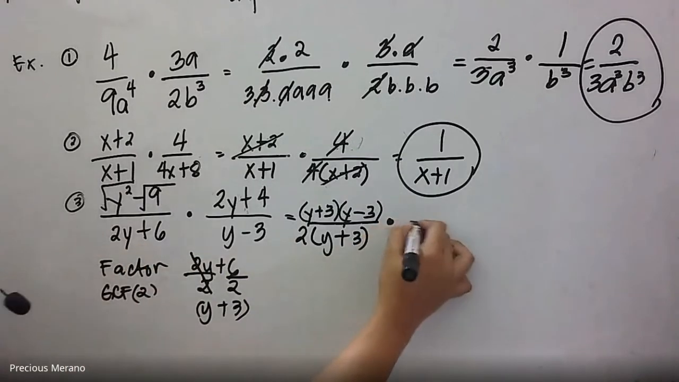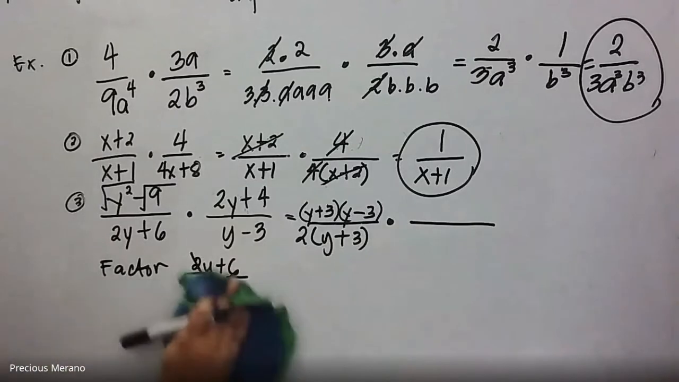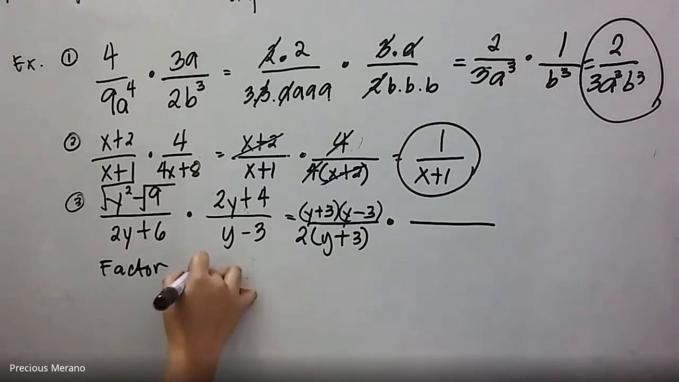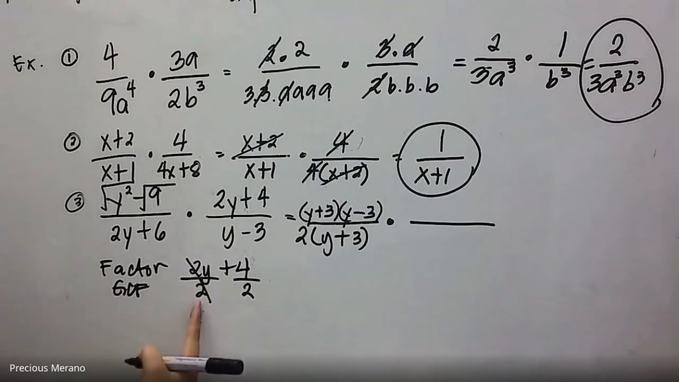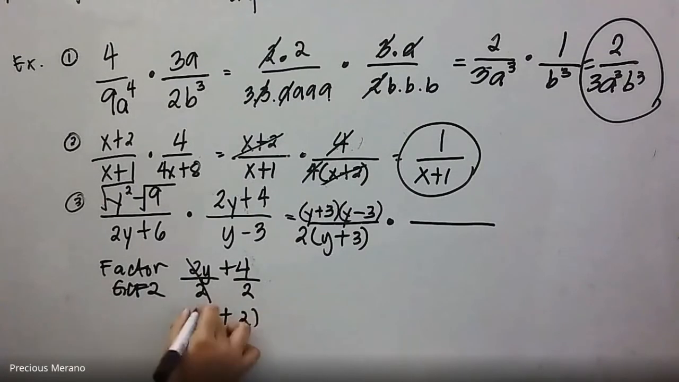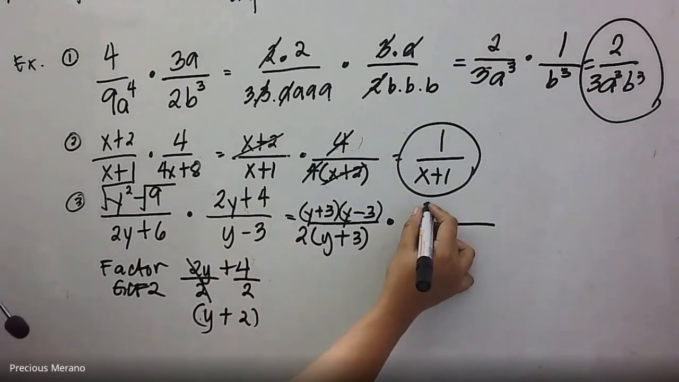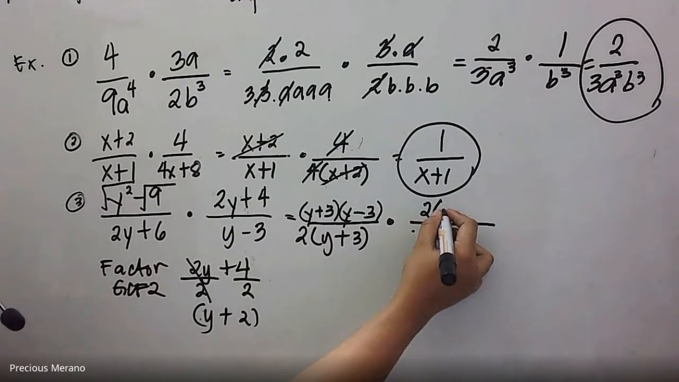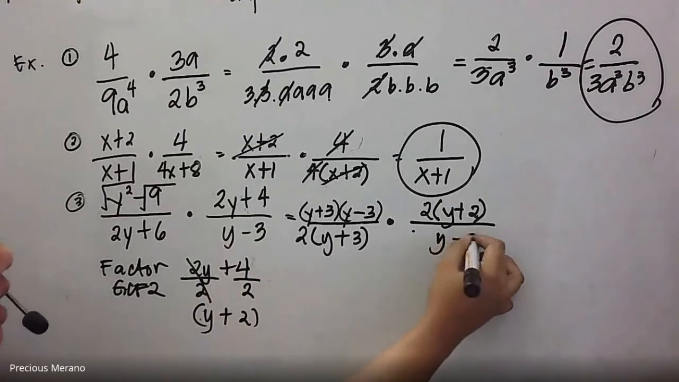Next tayo, second term. 2y plus 4 naman yung i-factor natin. What is the GCF of 2y plus 4? The GCF is 2. So, we have to divide them both side by 2. So, 2y divided by 2 is y. And then, 4 divided by 2 is positive 2. So, anong ilalagay ko dito? Ito pala. Ano yung factor ng 2y plus 4? 2 times y plus 2. So, copy na lang natin si y minus 3 since wala namang kaparehas.